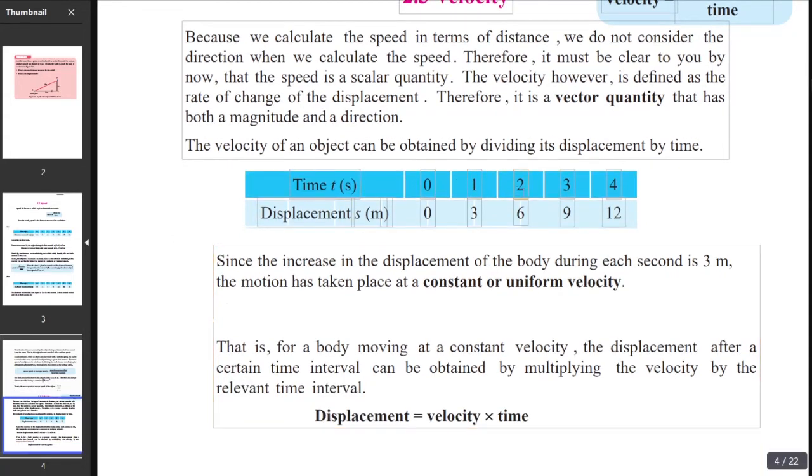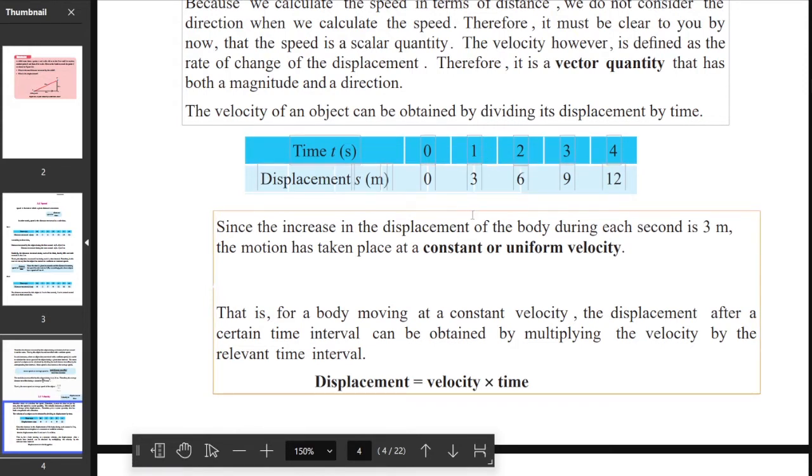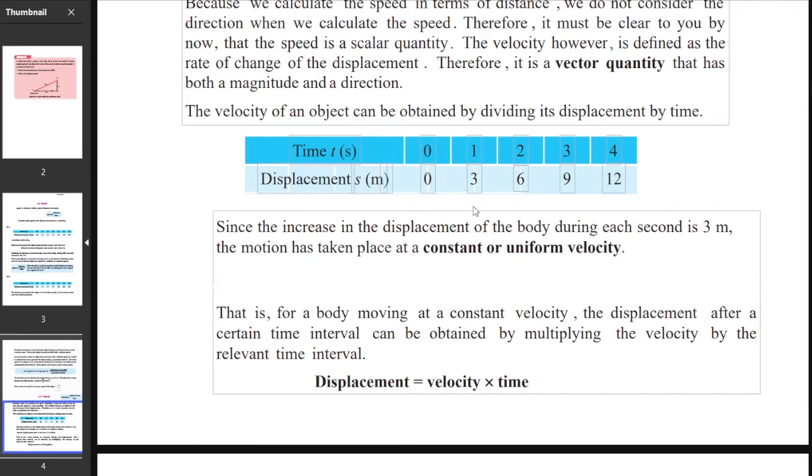An example is given in a table. Displacement: 0, 3, 6, 9, 12. Time: 0, 1, 2, 3, 4. The increase in the displacement of the body during each second is 3. How to get it? In the first second, the displacement is 3. For the second, the final displacement is 6. Over a 1 second interval, from 3 to 6, the difference is 3, isn't it? Again, from 6 to 9, the difference is 3. From 9 to 12, the difference is also 3. So the displacement difference during the same time interval is equal.